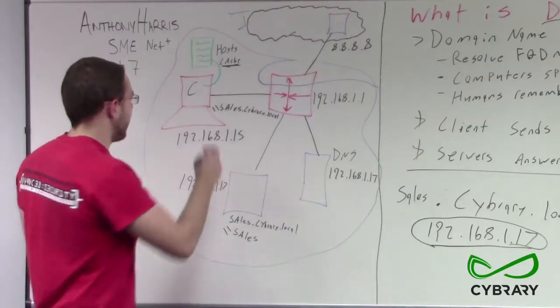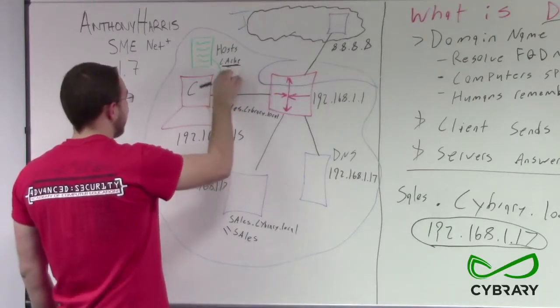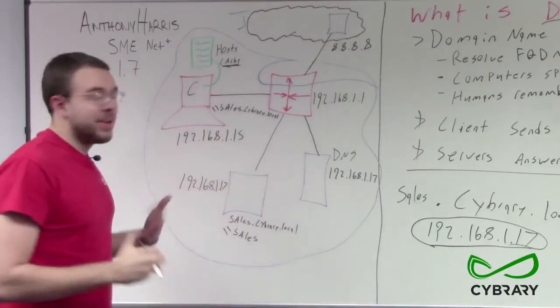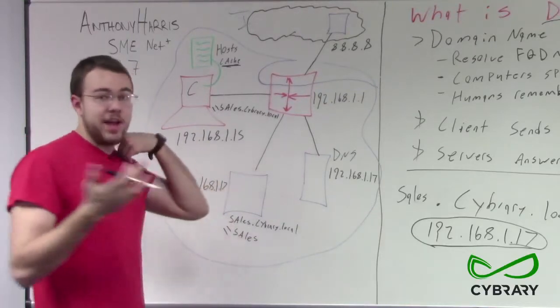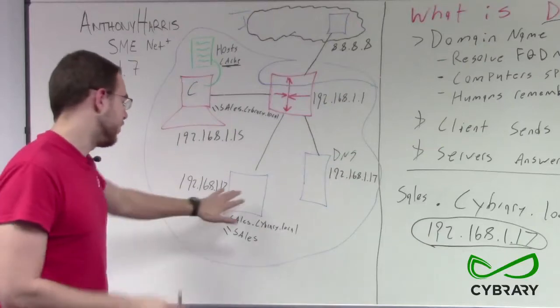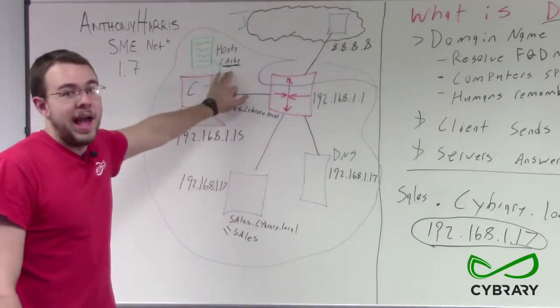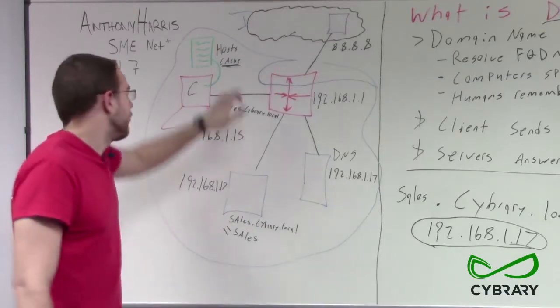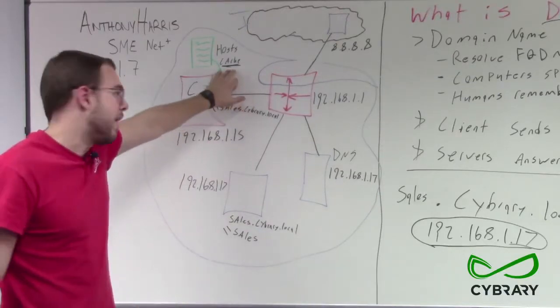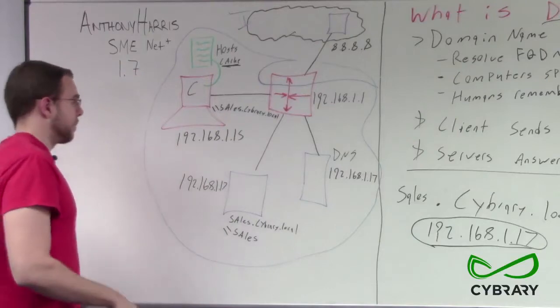So our computer is going to check for sales.cybrary.local in our cache and our hosts file. Now, it doesn't find it in either of those places. It doesn't find a DNS entry in either of those two places because we've never connected to this server before, so it's not going to be in our cache. Or maybe we just recently performed an ipconfig /flushdns, which flushes this cache and clears it all out. So it's not going to find anything there.